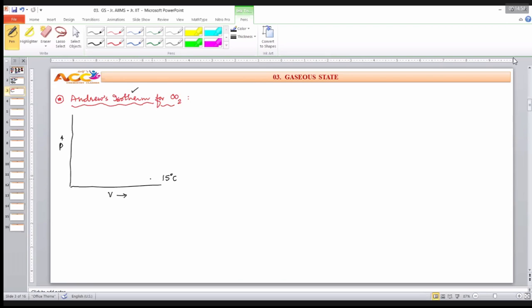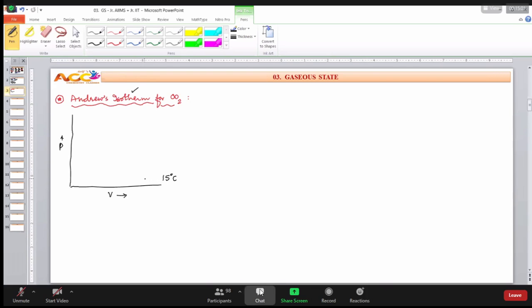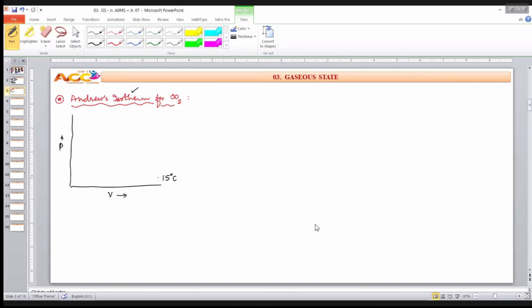Is that clear? Is the screen visibility clear to all of you, beta? Yes. Ejaz, you check your system, beta. There is no problem with others. Ejaz is having some problem. You please check your system. What he observed is that the graph is supposed to be something like this. See here carefully.